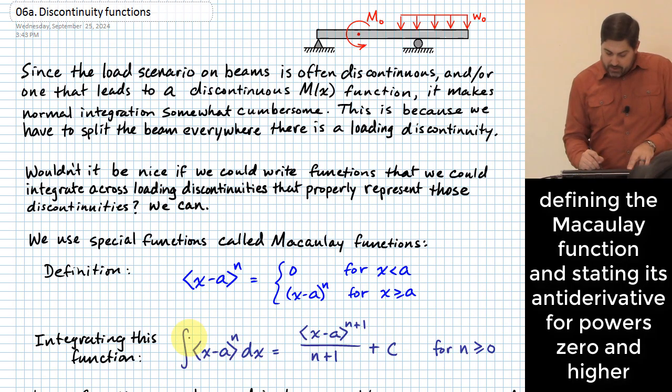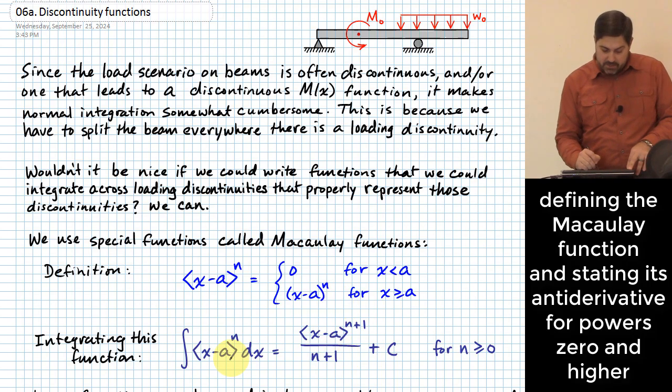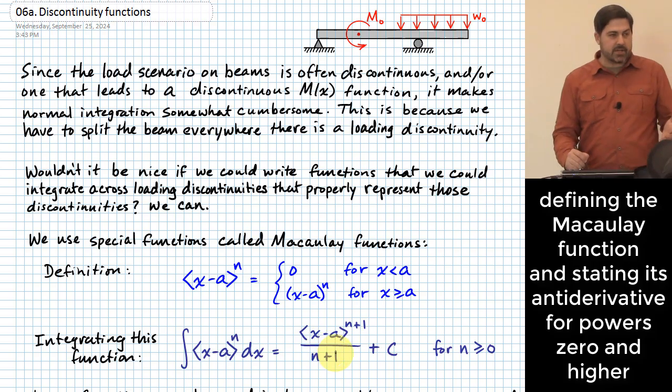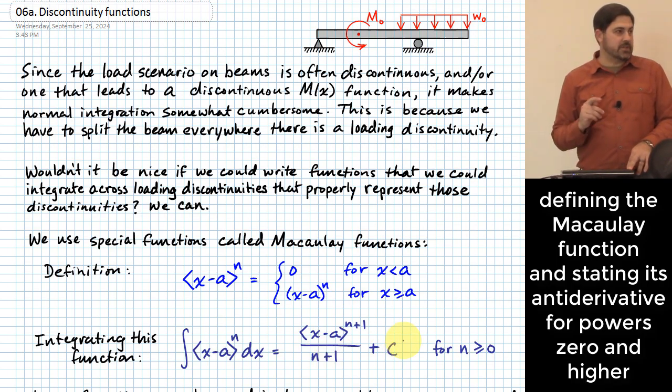All we have to do is just do the same type of integration step that we would if this was just a plain x minus a with parentheses to the n. As long as n is greater than or equal to 0, you would integrate this with the exact same steps that you would do to integrate it if it was just x minus a in parentheses raised to the n. That means you increase the exponent by 1, divide by the new exponent, and add a constant whenever we do this integration.